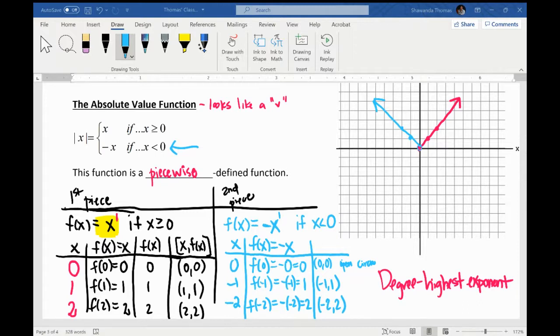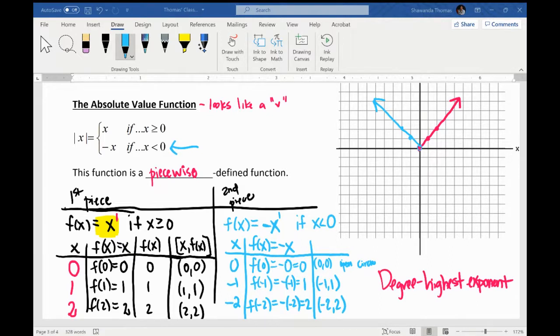Is 0 included? Yes, because it was the first piece. It did equal 0 in the first piece, so it covers the part that was open. We only want to start at 0 because if you don't start at 0 for the second piece, then you're going to be missing negative 0.11, which qualifies for that second piece. So you always want to start at 0, but put an open circle there.